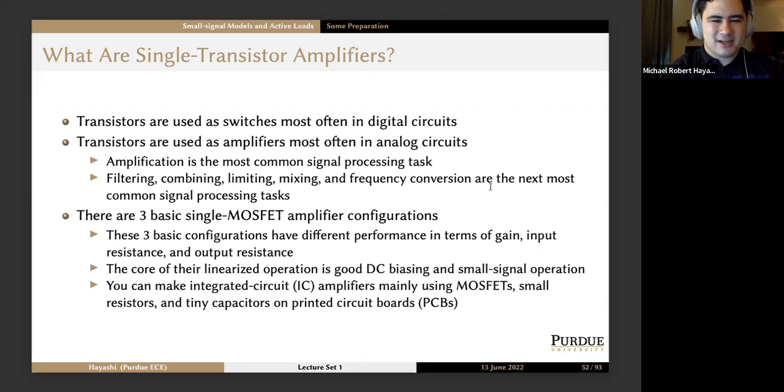So there are three basic single MOSFET amplifier configurations, and we're going to analyze them in terms of three different metrics: gain, input resistance, and output resistance. If you're ever asking why we need to study three of them, what's really the difference, it's these things: gain, input resistance, output resistance. The recipe for success that makes it so that we go from very complicated nonlinear devices to linear amplifiers without distortion is good DC biasing and small signal operation.